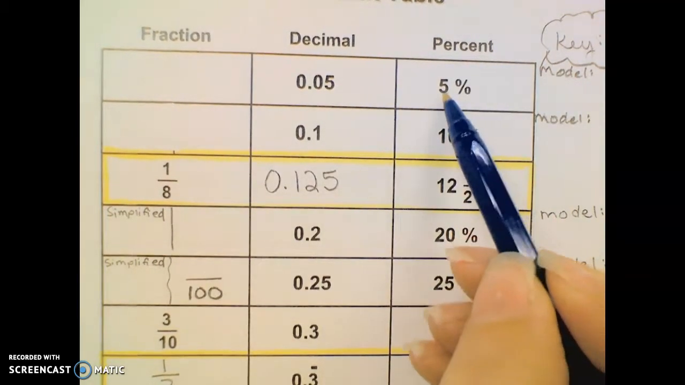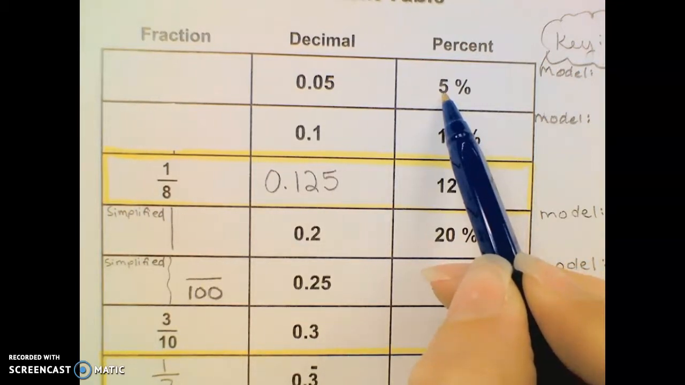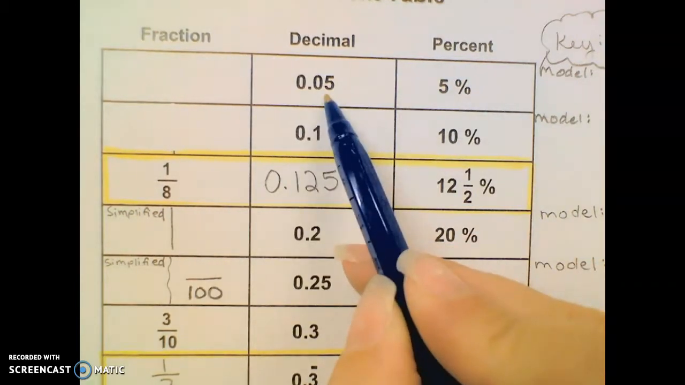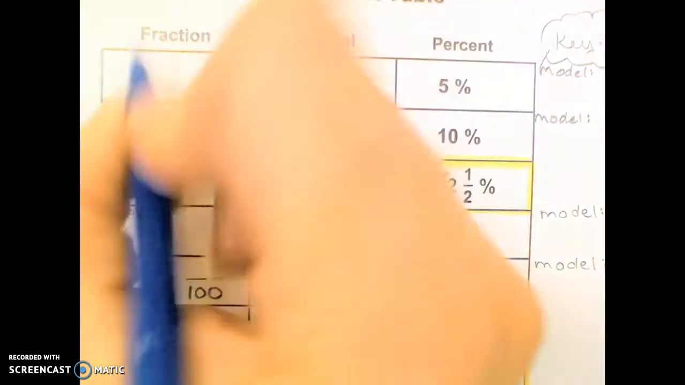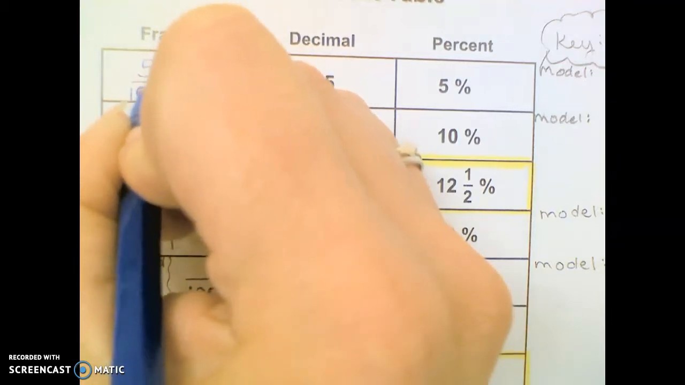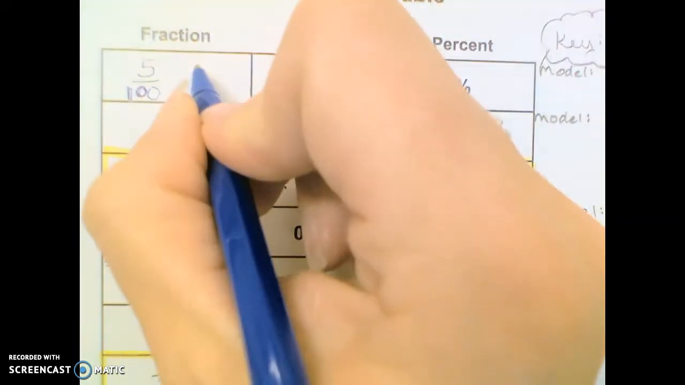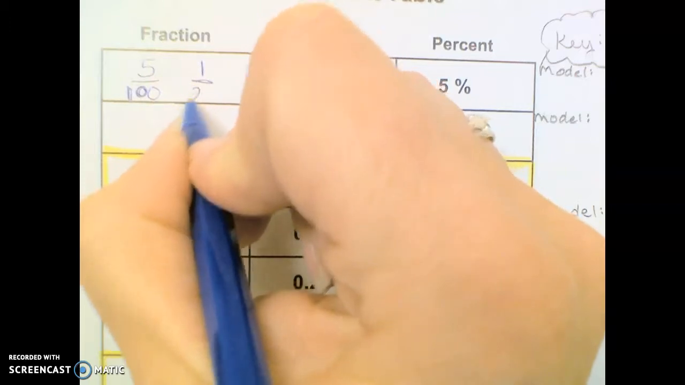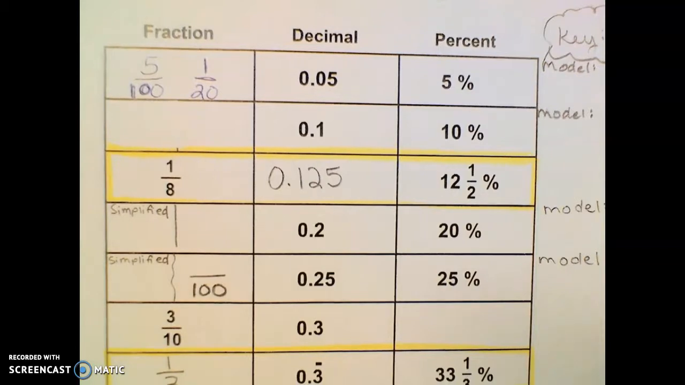So right here, if I have 5%, I'm already thinking that that is 5 out of 100. 5%, 5 per 100. So that makes sense over here that it would be 5 hundredths, and then my fraction would simply be 5 hundredths. I can simplify that one to divide by 5, divide by 5. That would be the same as 1/20th. Right? 1/20th.